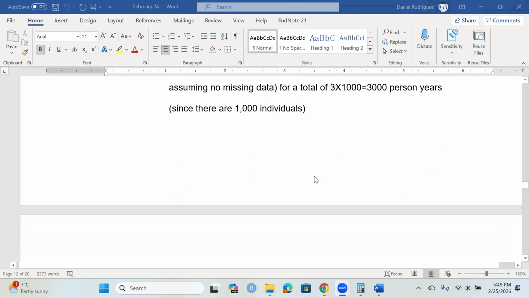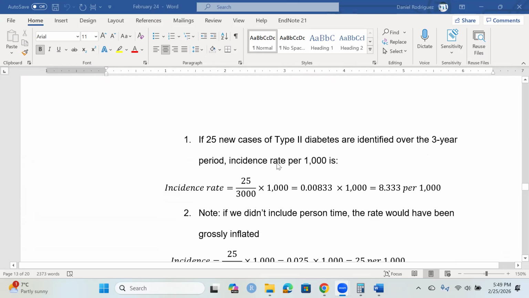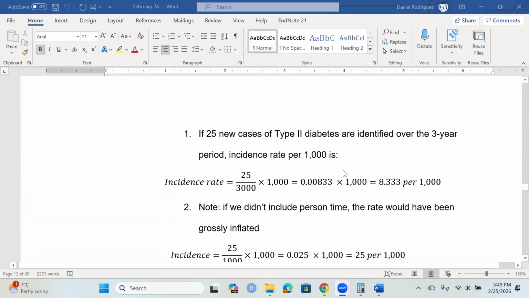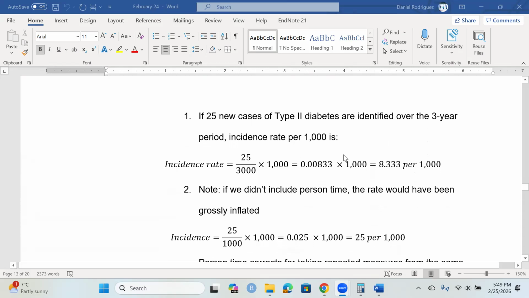Okay. Since there were 1,000 individuals, we saw them three times. It's 3,000 person years. If 25 new cases of type 2 diabetes are identified over the 3 year period, again, so they're going for the regular checkups, or they're visiting their clinic, or somebody's doing a study and they're seen three times, the incidence rate per 1,000.